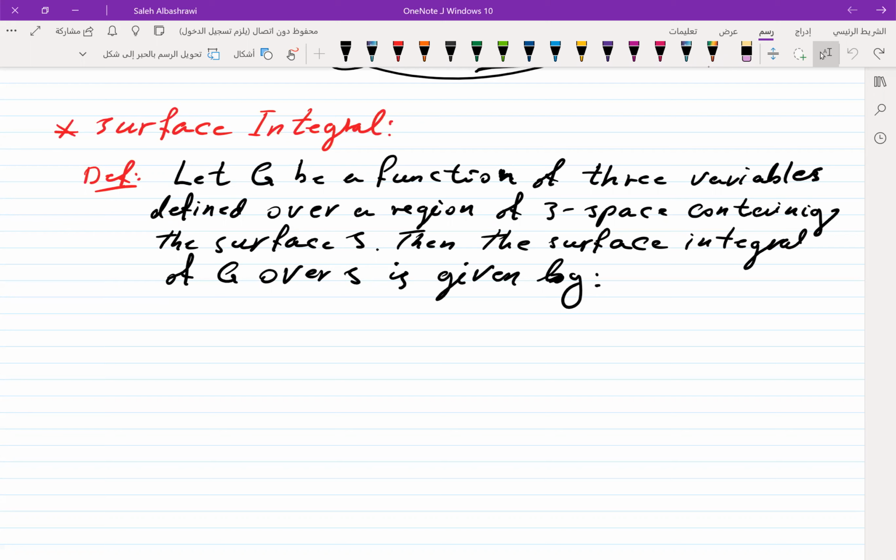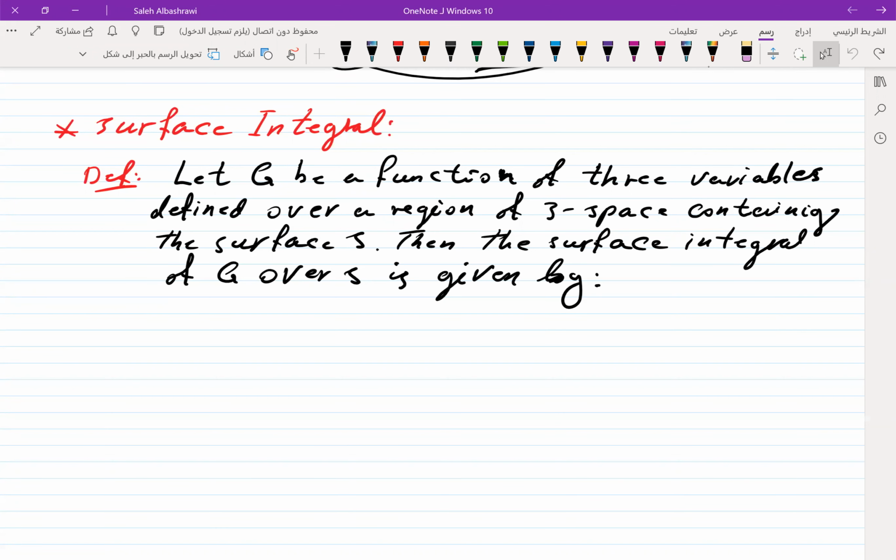In this part, we are going to speak about the surface integral. Last time we spoke about the surface area, or we found the surface area using the double integration. Now we are going to speak about the surface integral. The surface integral is just an integration, or double integration, of some given function over some surface.